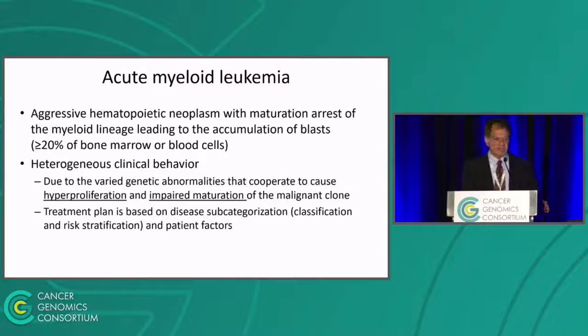So we all know AML is an aggressive hematopoietic neoplasm, heralded by maturation arrest of the myeloid lineage, leading to the accumulation of blasts. By accumulation, we define a somewhat arbitrary threshold of 20% that leads to patients presenting with disease. It's quite a heterogeneous disease in terms of its clinical behavior, and this is probably due to a very varied mutational background. Mutations seem to cooperate as a whole to create a hyperproliferative state and a state of impaired maturation of the malignant clone. The treatment is tailored generally based on the disease category or risk stratum, as well as patient factors.